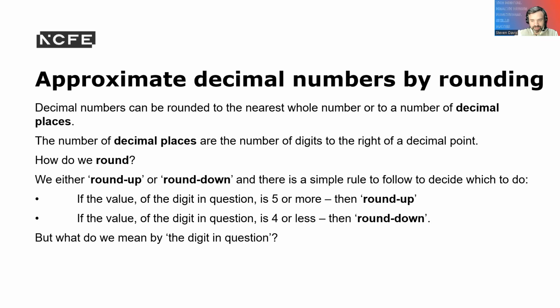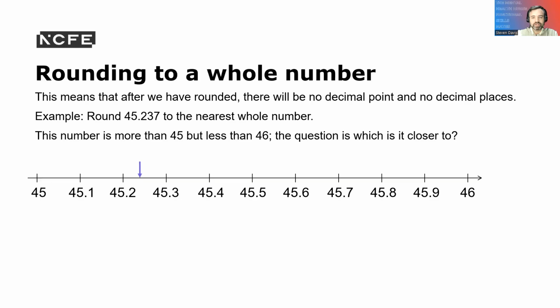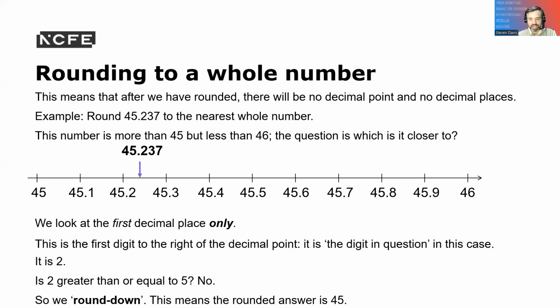What do we mean by the digit in question? This depends whether we're rounding to a whole number or to 1 decimal place or to 2 decimal places and so on. So rounding to a whole number. This means that after we have rounded, there will be no decimal point or no decimal places. Example, round 45.237. So to the nearest whole number, this number is more than 45, but less than 46. So which is closer?